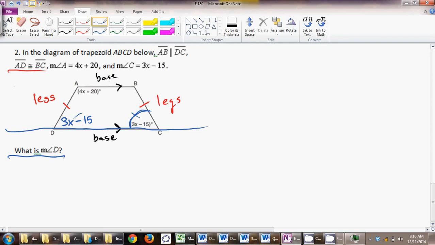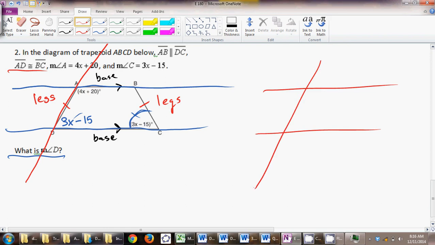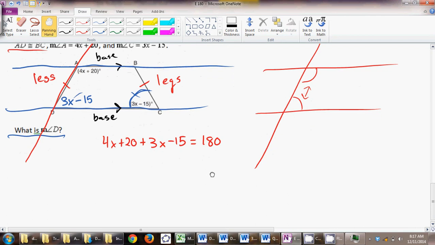So, if I look at my other base and this leg as a transversal, I have parallel lines cut by a transversal. And I know same side interior angles, these two angles here, they're supplementary. They're two angles that add up to 180. And that's the same thing in this trapezoid. My bases are parallel lines. One of my legs is a transversal. Therefore, 4x plus 20 and 3x minus 15 are supplementary. They must add up to 180.